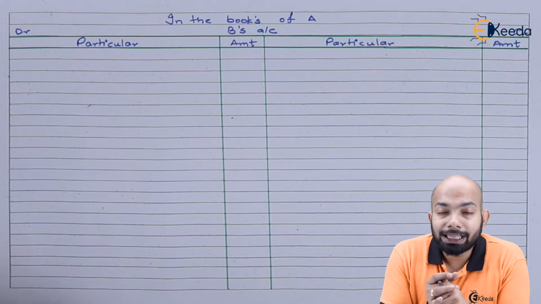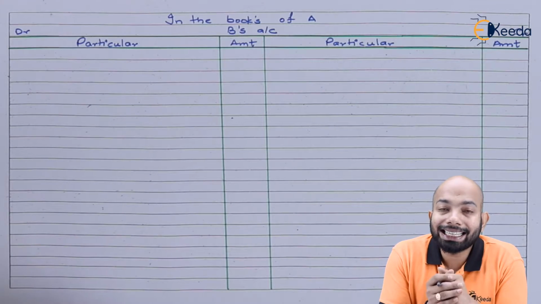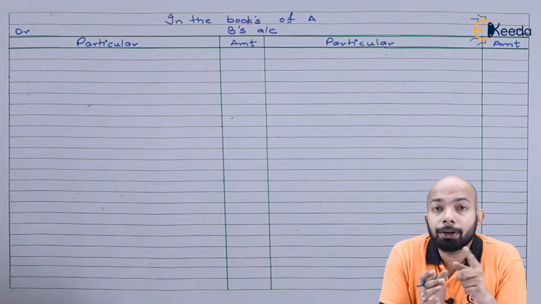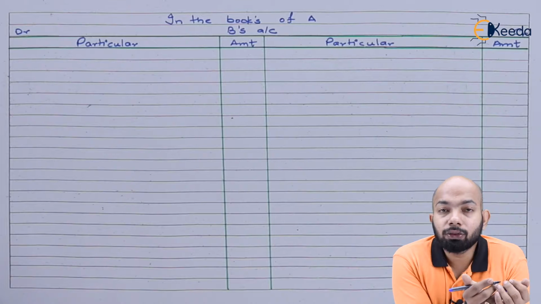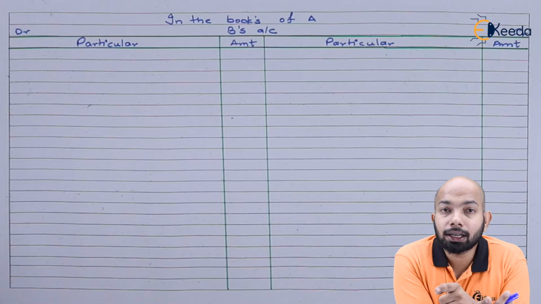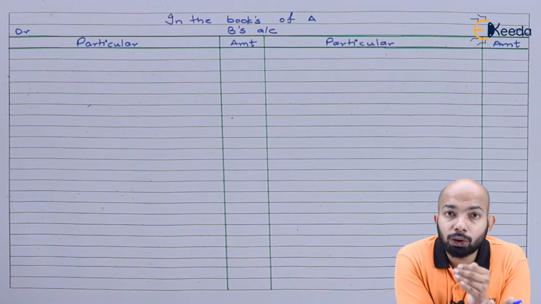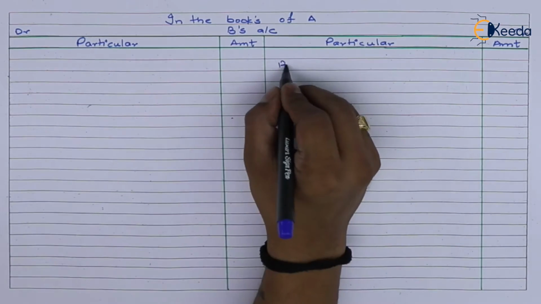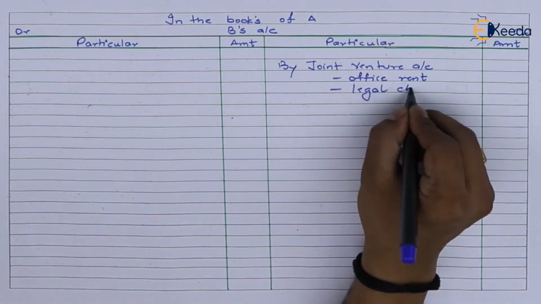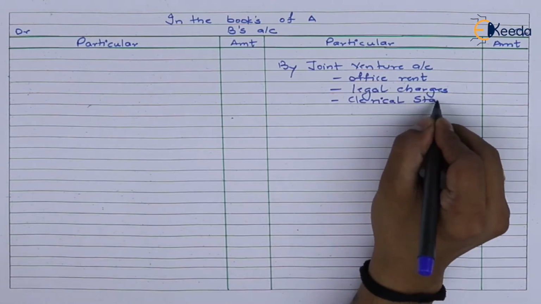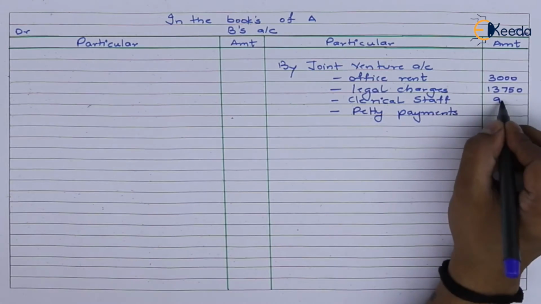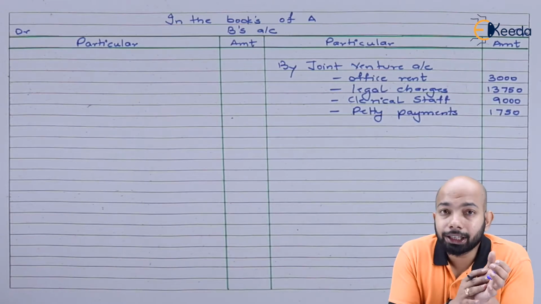So now that we're preparing B's account in the books of A, let's record all the expenses here. Again, the expenses that were mentioned, that means joint venture account debit to B account. Now on the credit side of B's account, we'll be mentioning by joint venture account and all the expenses related to him. So this is the first transaction that we have mentioned here.